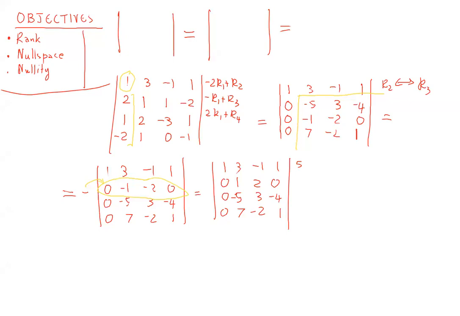So now we do 5 times row 2 plus row 3 and negative 7 times row 2 plus row 4, right? Which is going to give us what? 1, 3, negative 1, 1, 0, 1, 2, 0, 0, 0. 5 times 2 is 10 plus 3, that's 13. And this is negative 4 again. And then you have 0, 0. And negative 7 times 2 is negative 14 minus 2 is negative 16, right? And then you get 1 here. Yes, negative 16, thank you.